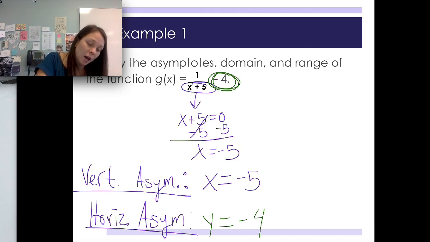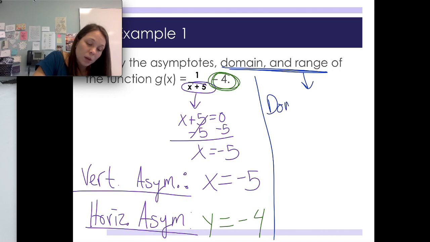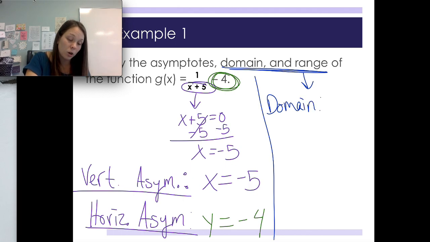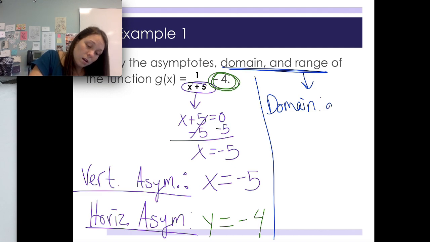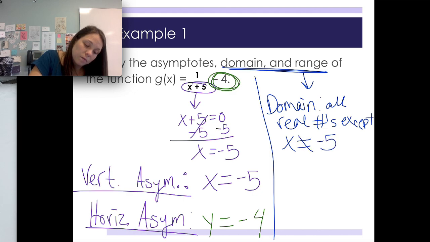Then, to identify our domain and range here, the domain is going to be all real numbers, with the exception of this vertical asymptote. So we say all real numbers except, x is not allowed to be negative 5.